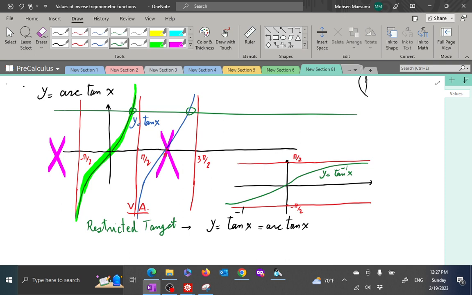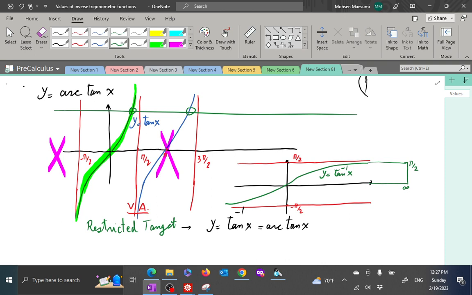So for example, what is tangent inverse of infinity? If you go all the way to infinity, what's tangent inverse of it? What's the angle responsible for infinity? The angle is pi over 2. This is pi over 2.